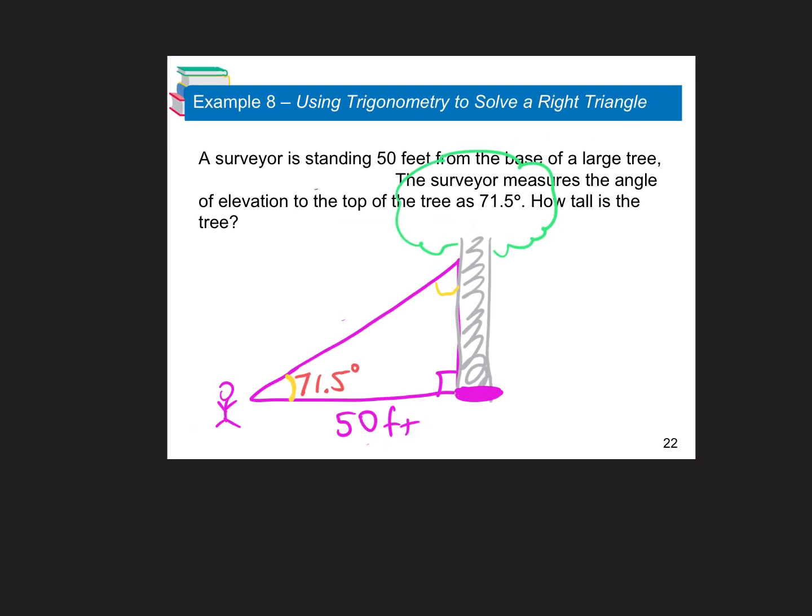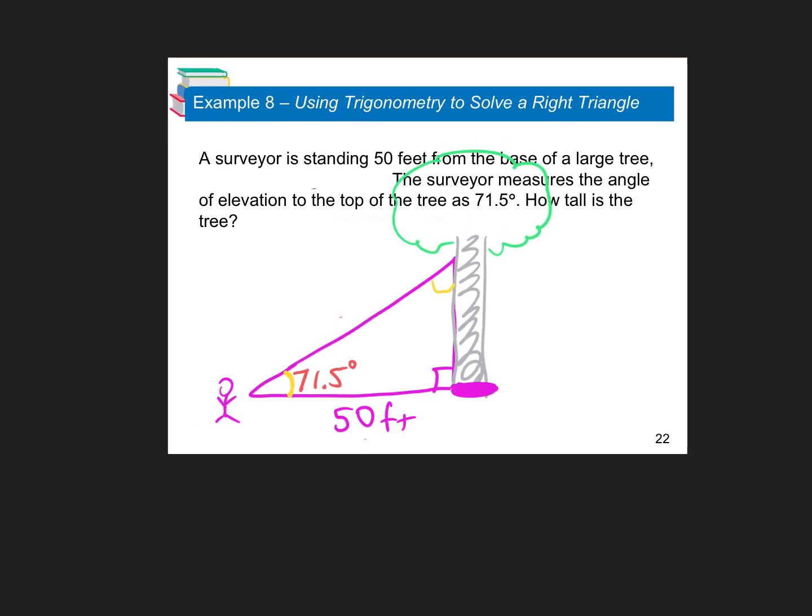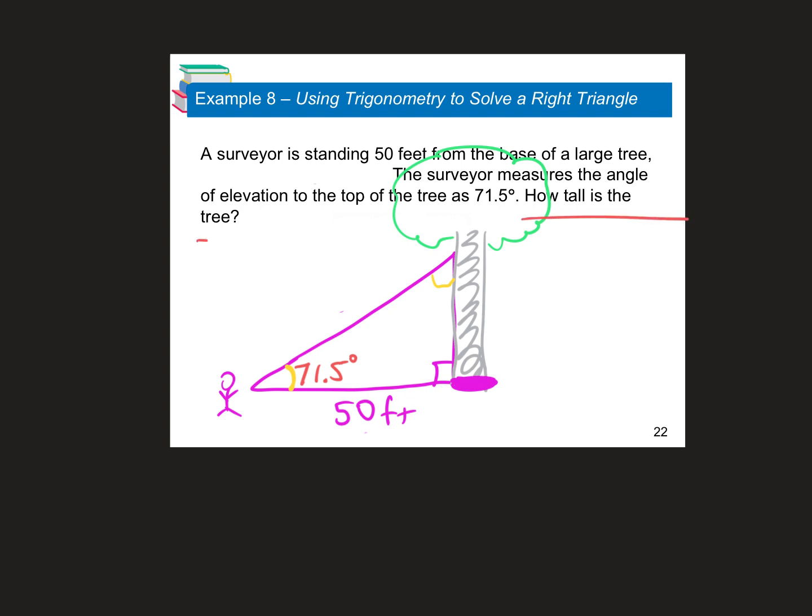So now, let's look at what this question's actually asking. How tall is the tree? What are we looking for? The up and down or the leaning piece? We're looking for the up and down. So we have yet to answer the question. We just kind of set it up.